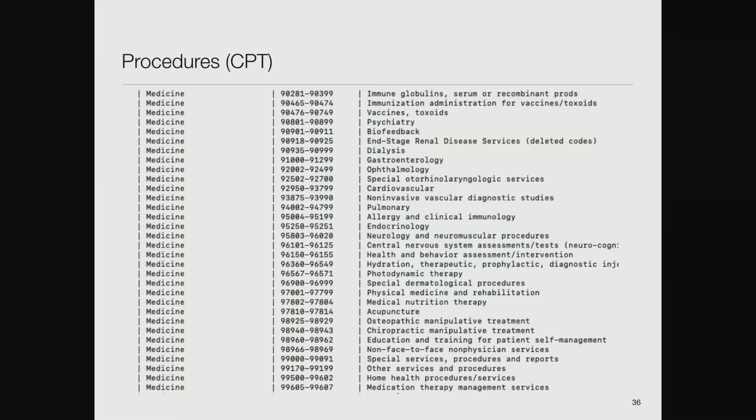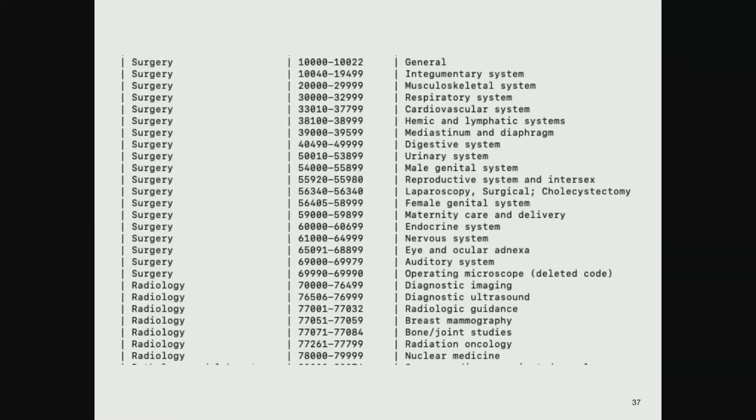Now CPT has its own procedure codes that go into a tremendous amount of detail. So for example, this is the medicine subsection, and it shows you the kinds of drugs that you're being administered that are involved in dialysis or psychiatry or vaccines or whatever. And then here are the surgical and the radiological codes, and there's tons and tons of detail on these.